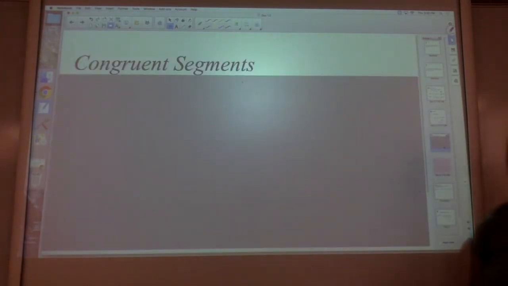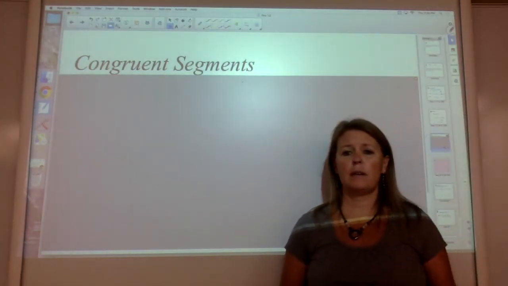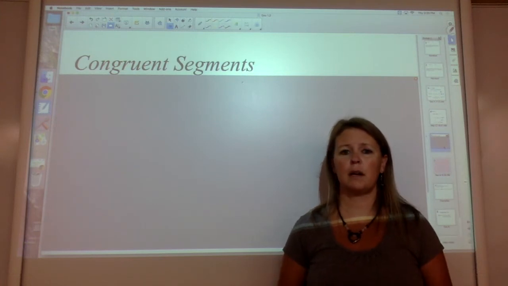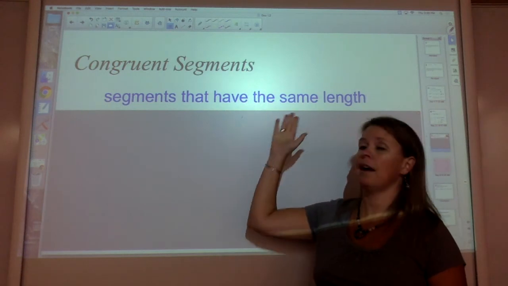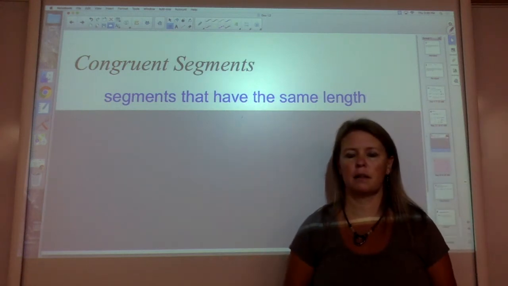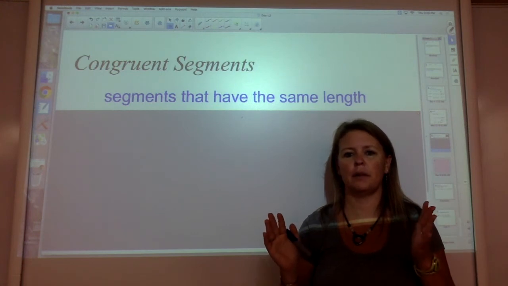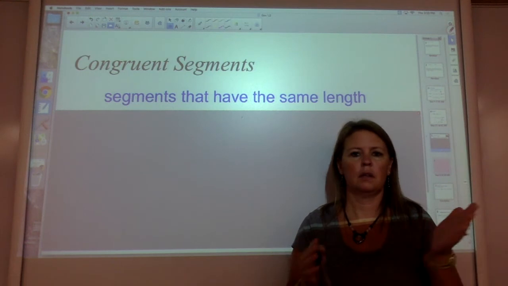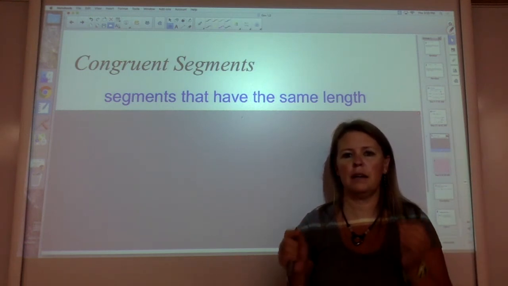This is where we start to talk a little bit more specifically about geometry. Congruent might be a new word for you, congruent segments. We know what segments are now, but congruent. Congruent actually means segments that have the same length. Normally we would say they're equal. Not in geometry. They have equal lengths, they have equal measures. You could say 8 equals 8 or 10 equals 10, or their measurements are equal.